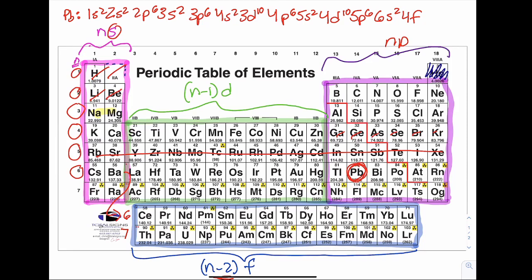Remember, my f orbitals are higher in energy than the s orbital of the next 2 shells. So 2 shells up from 4 is 6. That 6s is going to be lower in energy than that 4f.